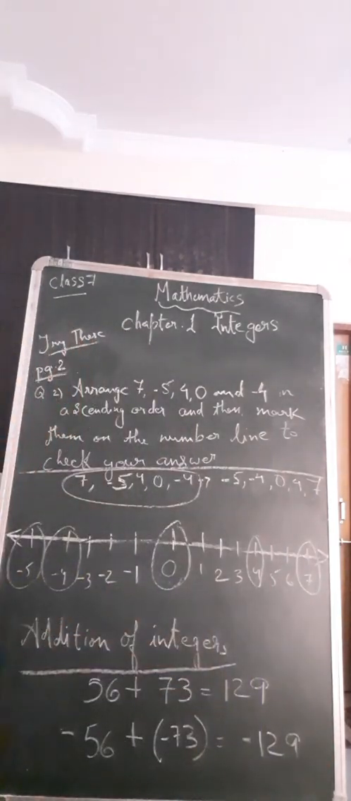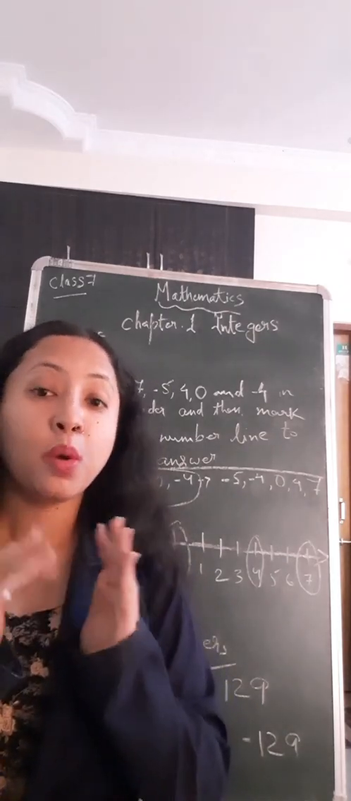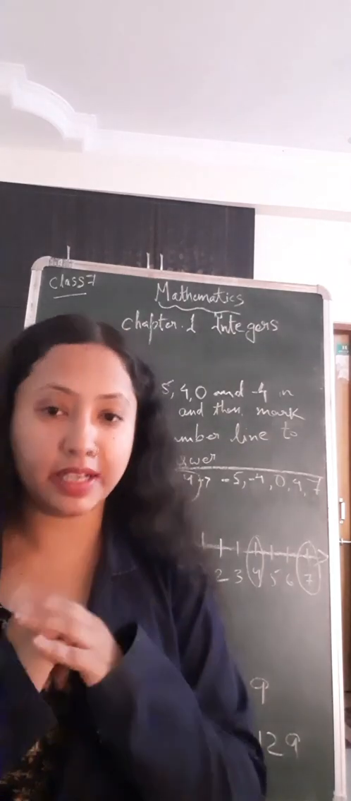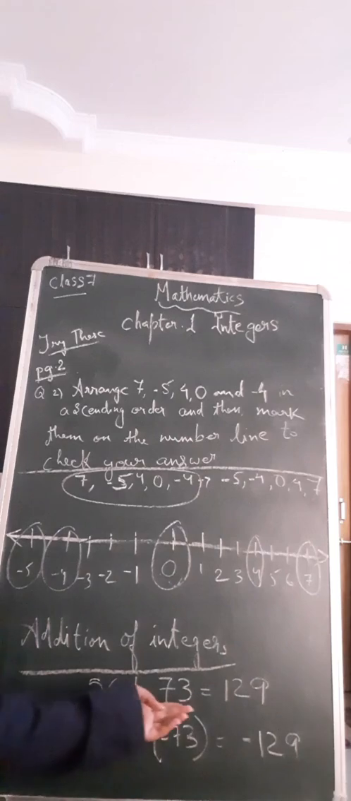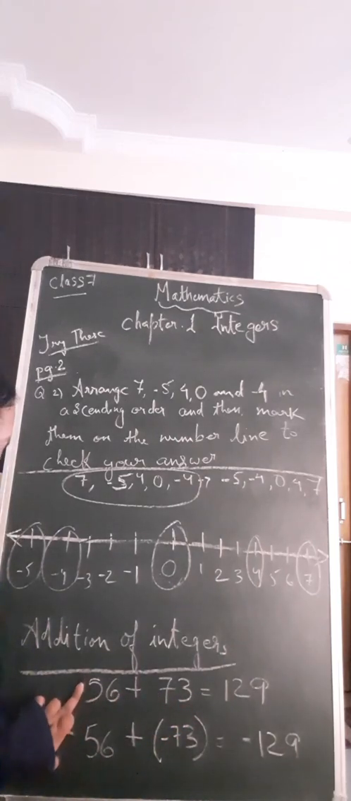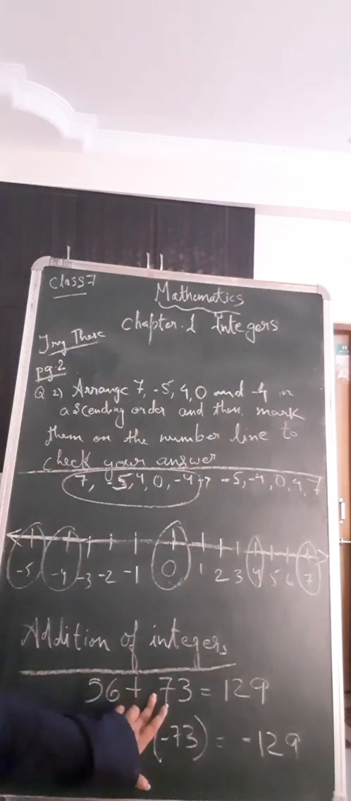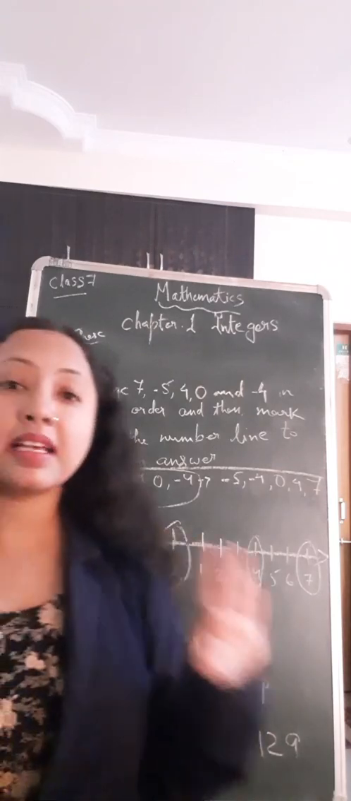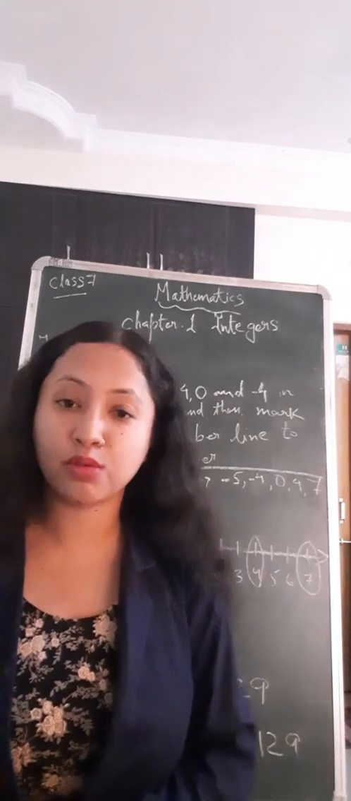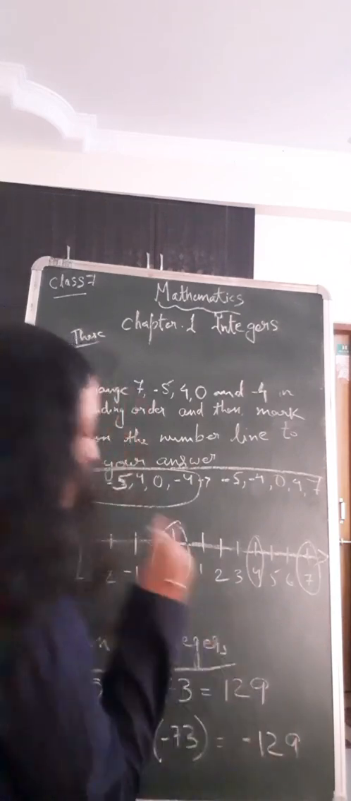Okay, so children, the next topic which we have is the addition of integers. Okay, now children, as we are dealing with integers, addition will be based on the sign of the numbers. Like children, right now you might be doing simple addition like 56 plus 73. Now children, here there is no sign, and here also there is no sign. That means this is a positive number and this is also a positive number. So when we are adding two positive integers, it is a simple addition process that we used to do in our lower classes. That is 56 plus 73, we will get simply 129.